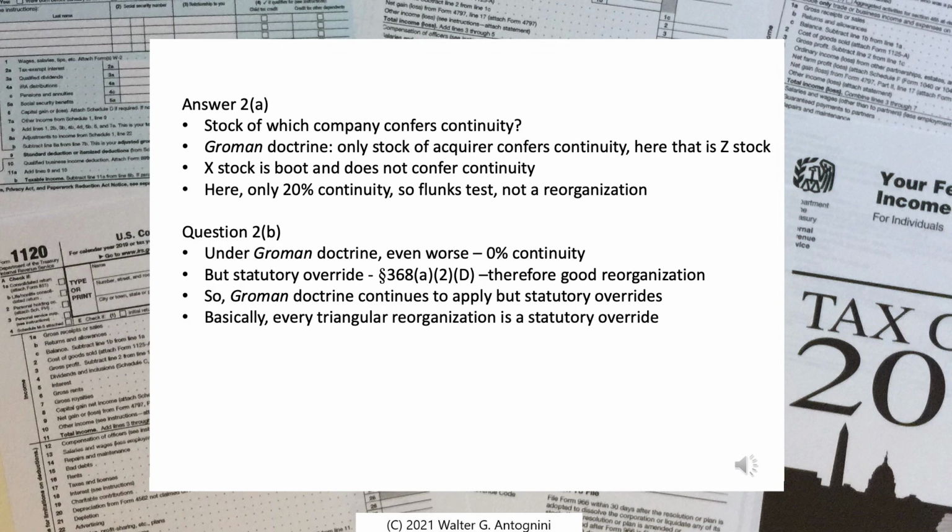Why not? There is a case that tells us so, Groman. The Groman doctrine basically tells us that only stock of the acquirer confers continuity, not stock of its parents. So the transaction in 2A is not a reorganization. The Groman Doctrine is backed up by the Bashford case. In question 2B, same as A, except that they each receive X stock worth 40 and cash worth 10. Well, here, X, the parent, has its stock as 80% of the consideration. Based on the lesson offered by the Groman Doctrine, this would seem an even worse situation, with no continuity.